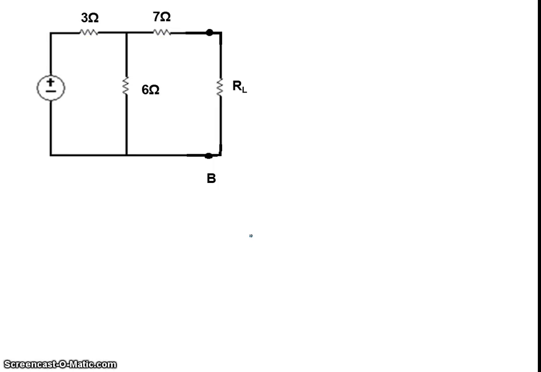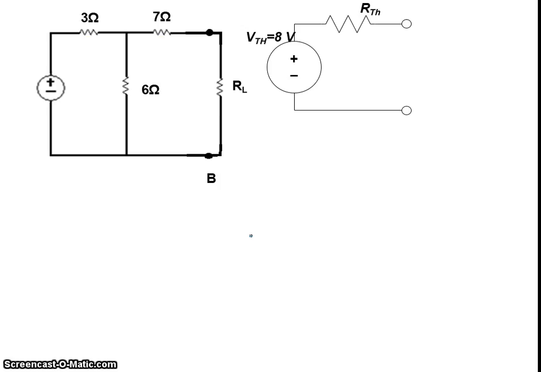So this was the original network. Now we are transforming it to the Thevenin's equivalent circuit. VTH is equal to 8 volts and RTH is equal to 9 ohm. So Thevenin's equivalent circuit is completed.